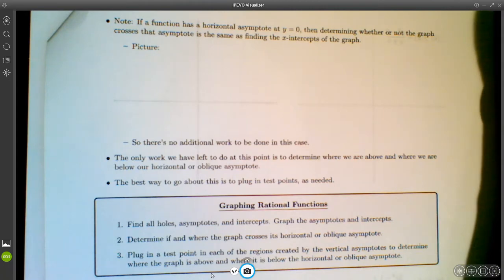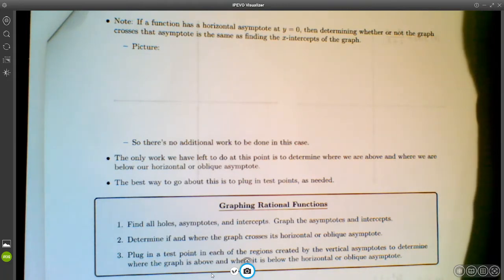The reason that it's not even really all that important to look at that case is because if the horizontal asymptote is y equals 0 and the function crosses its horizontal asymptote, that's the same thing as finding the x-intercepts of the graph, which we would have already done at this point anyway. So if your horizontal asymptote is at y equals 0, then there's no additional work for you to do. You already know if it's going to cross its asymptote if it has x-intercepts.